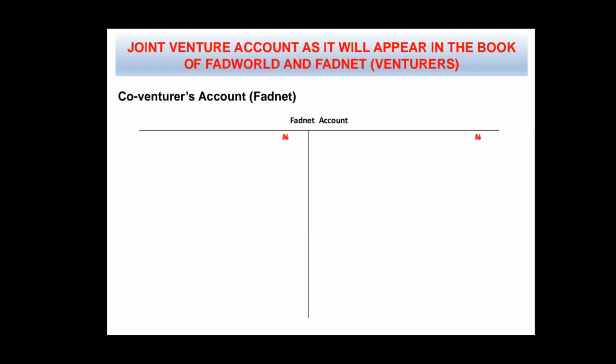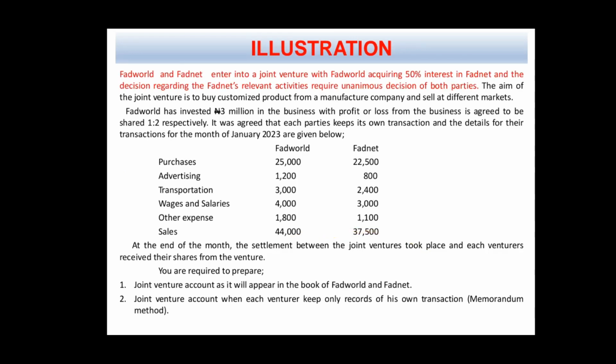So Fadward and Fadnet enter into a joint venture, with Fadward acquiring 50% interest in Fadnet, and the decision regarding the Fadnet relevant activities require unanimous decision of both parties. The aim of the joint venture is to buy customized product from manufacturing company and sell at different markets. Fadward has invested 3 million naira in the business, with profit or loss from the business agreed to be shared 1:2 respectively.